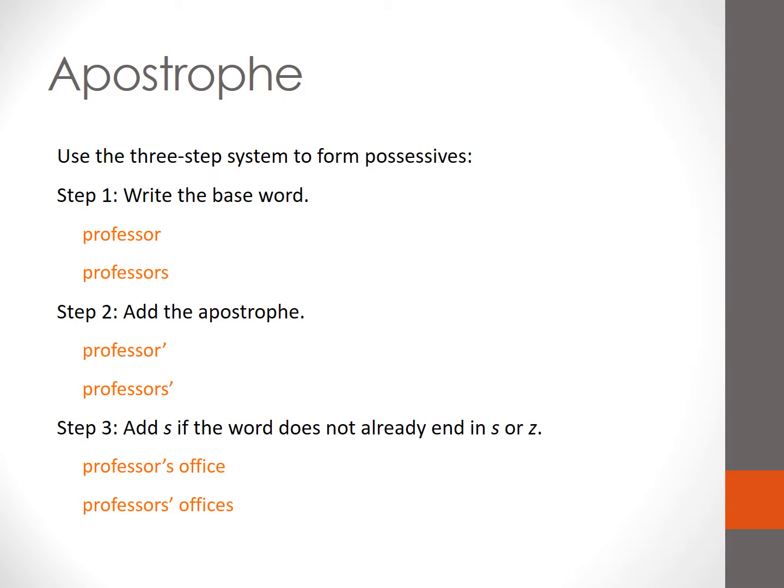Let's say our base word is professor. So step 1 is write professor. Step 2, add the apostrophe. And step 3, add s if the word does not already end in s or z. However, let's say that our base word was professors. Step 2, add the apostrophe. And step 3, notice you don't add another s because the word ends in s already.